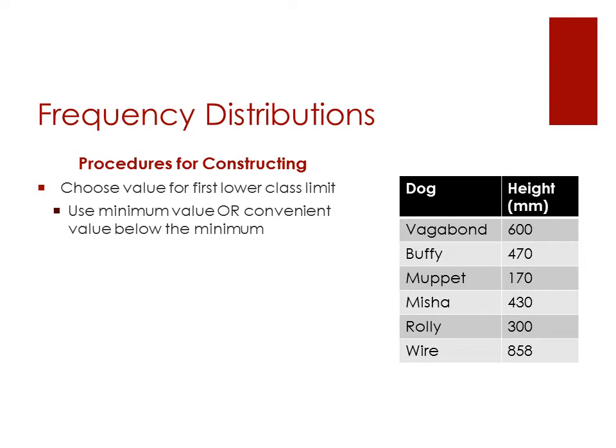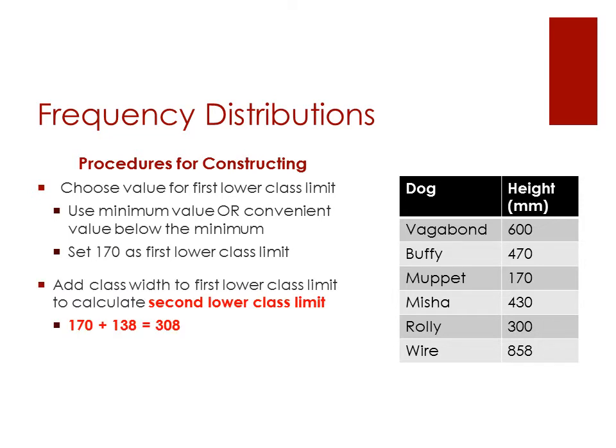Alright, so now we're going to choose the value for our first lower class limit. You can use the minimum value that occurs in your data set, or if you want to, you can choose a convenient value below that minimum. In general, go ahead and use the minimum value that you've got in your data set. So here we're setting 170 as the first lower class limit.